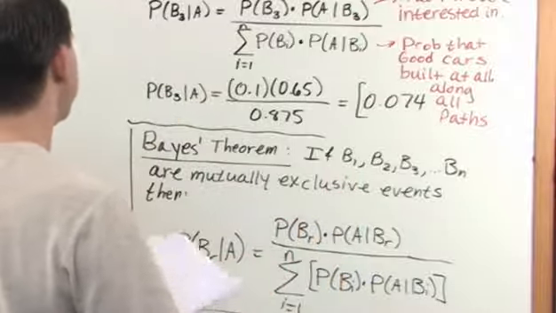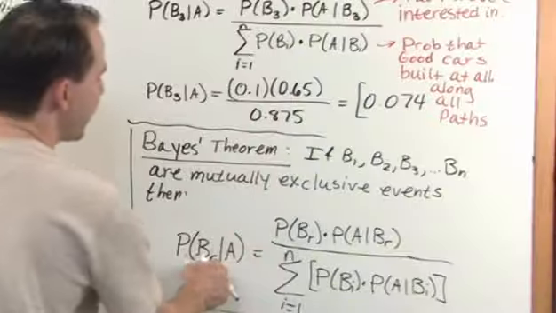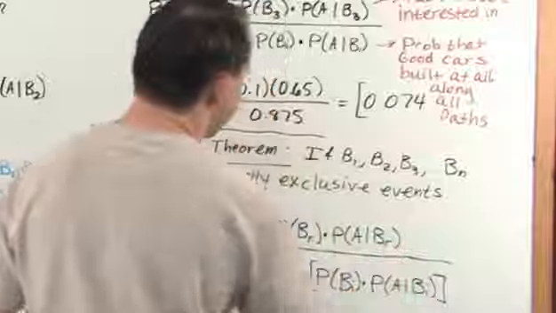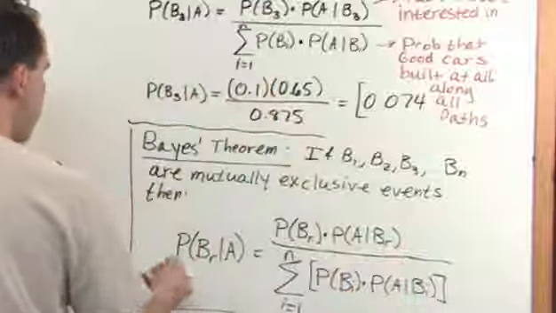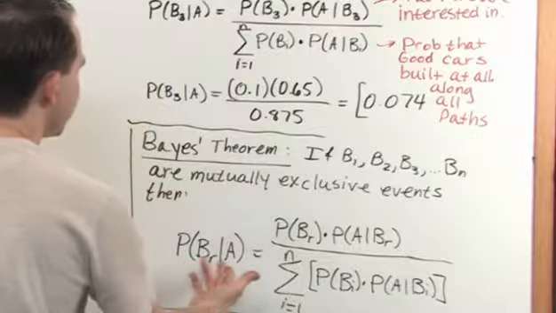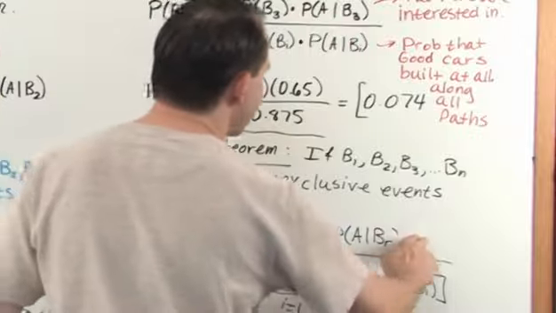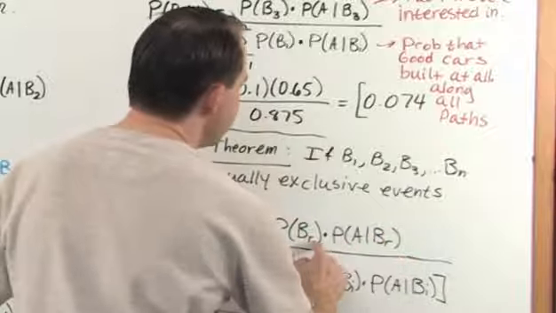This is nothing more complicated than what we did. It's just that we were solving the problem specifically for plant 3. So there's a 3 here and a 3 here and a 3 here. What you're saying is the probability that plant B built the car, given that a good car was built, is going to be equal to the probability along the path we care about, the B3 path.